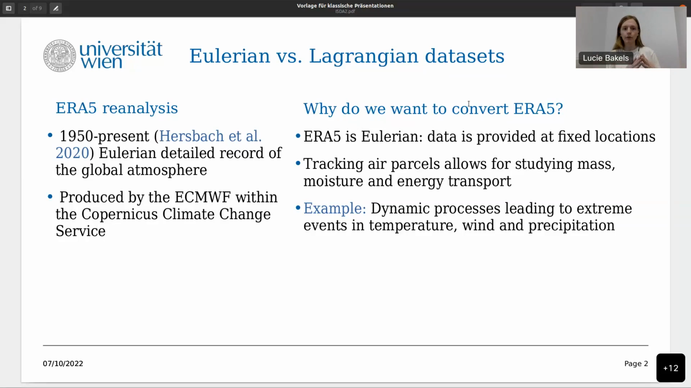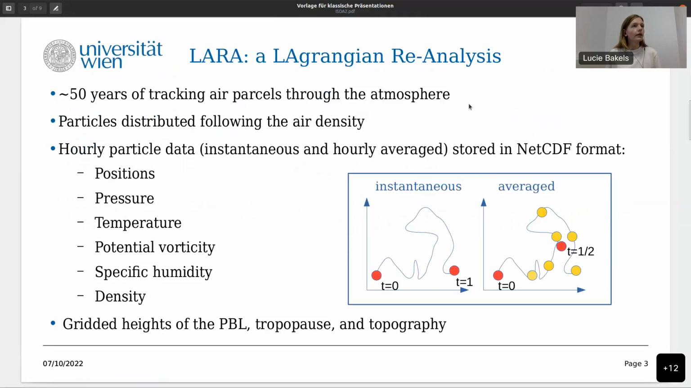By following the evolution through time of these air parcels, we can study the mass, moisture, and energy transport through the atmosphere. For example, you could study the dynamic processes that lead to extreme events in temperature, wind, and precipitation. The goal is to publish a Lagrangian dataset where air parcels are being followed through the atmosphere for about the last 50 years.